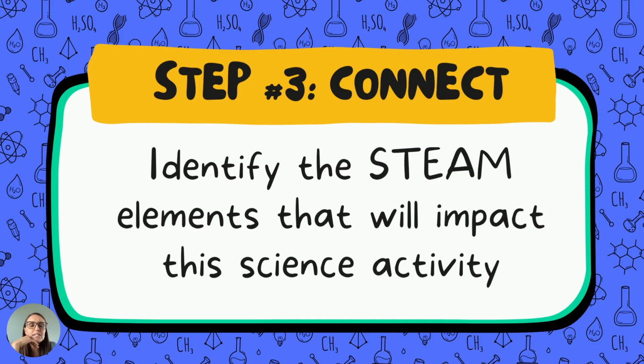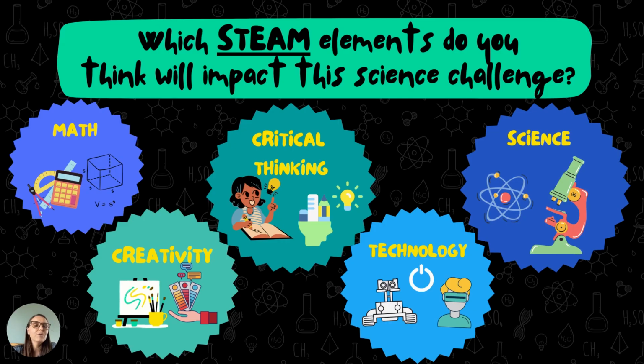So, step number 3 is connect. And that's where we identify the STEAM elements that impact the science activity. So, obviously, we're always going to hit hard on science during this. It's kind of like your research section of a scientific method, but we don't only hit science because our biggest thing with STEAM is we want kids to understand the integration of these things and how they impact each other and how critical thinking and creativity underlie all of it, right?